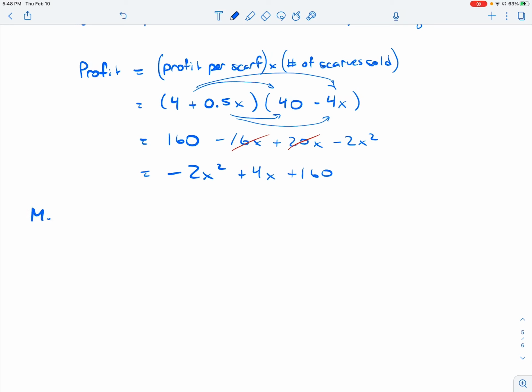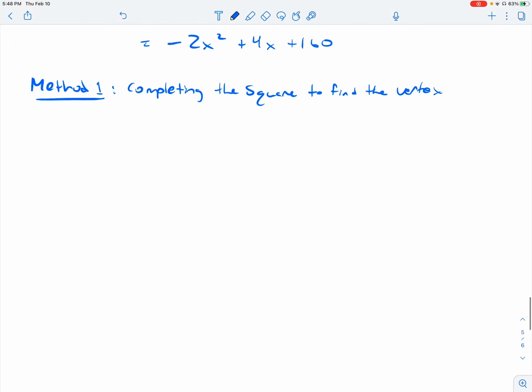So I'll write here method 1, completing the square. And we'll do that to find the vertex. Okay, that's our first method. After we do this, we'll see how partial factoring works too.